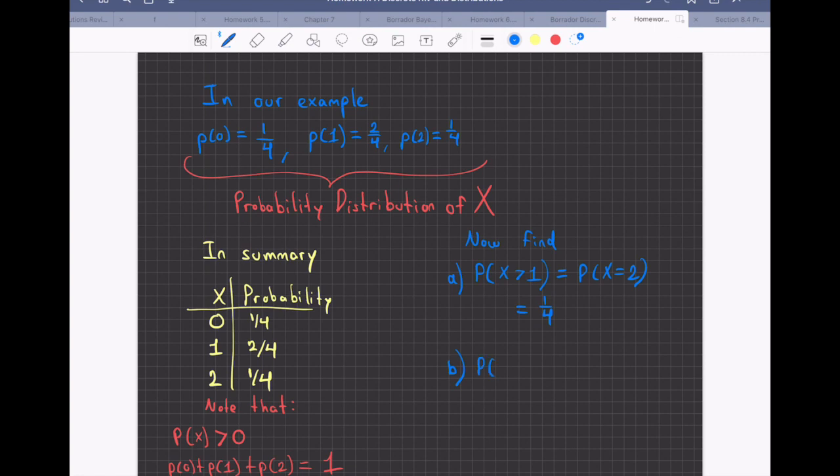What about the probability of x greater or equal than 1? Well, in this case, I have to take into account the probability of 1 plus the probability of 2. And I stop here because I don't have any more values after 2. If I had 3, for example, I would have to include 1, 2, and 3, because it says the probability of x greater or equal than 1. So now we have 1/4 plus 2/4, and this is 3/4.